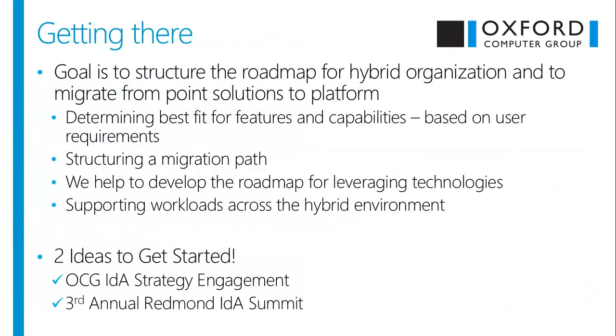And so what we do is we help to develop the roadmap for implementing these technologies and supporting those workloads across that hybrid environment. So we've got two ideas to get started. The first is a short OCG IDA strategy engagement where an architect meets with the user group, understands what the requirements are for user management. Where are you in the cloud now? Where do you want to go? And then we'll map that roadmap with near-term deliverables that bring value to the organization.